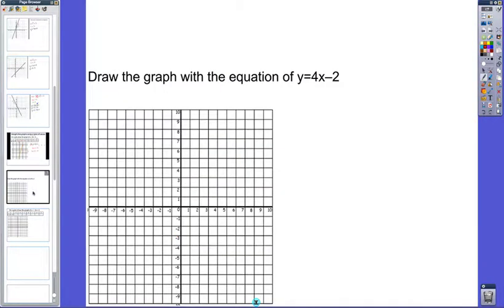Now the next example is this. Draw the graph with equation y equals 4x. Now with this example, they haven't given us a table of values. You have to draw the table of values yourself. Sometimes questions would be just a simple line. Draw the graph with the equation y equals 4x minus 2.